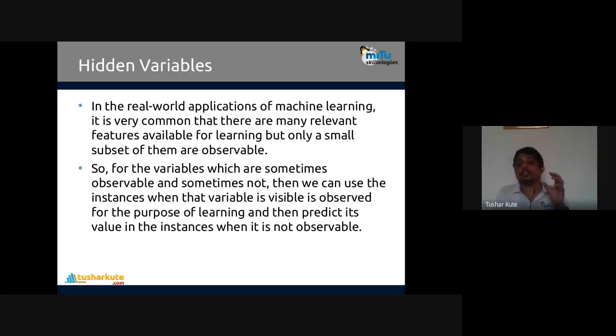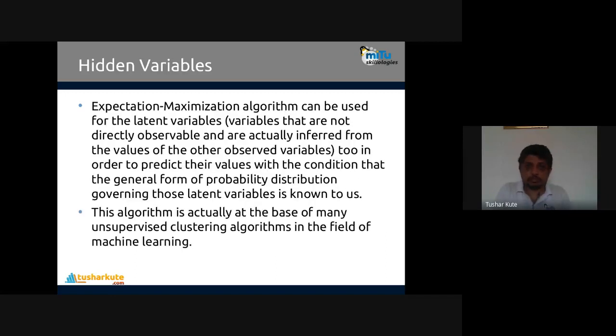For a variable which is sometimes observable and sometimes not, we can use the instances when the variable is observed for the purpose of learning, and then predict its value in the instances where it is not observable. This is what we call hidden variables. They are useful, and they can be used to perform classification or to build the machine learning predictive analytics model, but they are not visible. Sometimes they are visible, sometimes not. They are called hidden variables, remember.